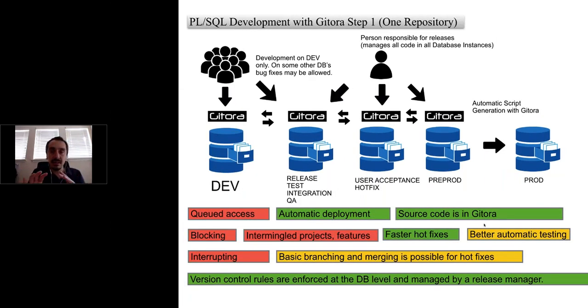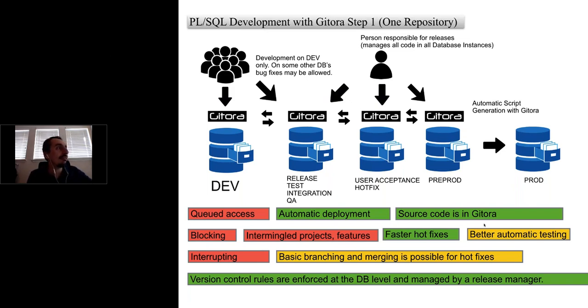So step 1, the easiest way to implement Gitora. You just install it to your dev environment, your test environment, your user acceptance database, and your pre-prod. All you do is installation. From this point on, as long as you use Gitora and move your code using Gitora from one database to the other, you're going to get automatic deployment because it's all automated.